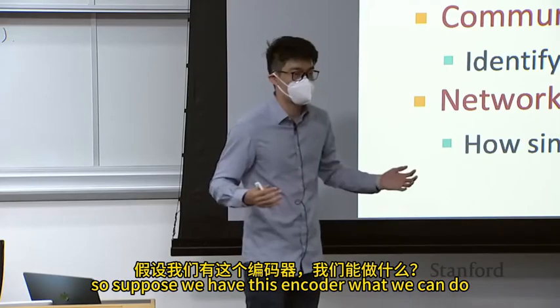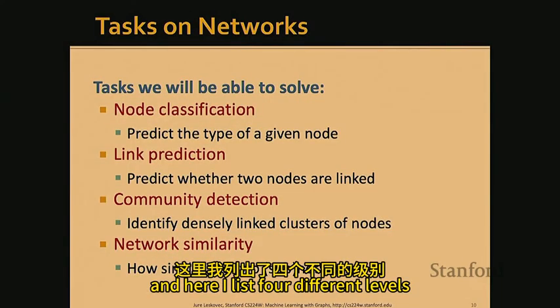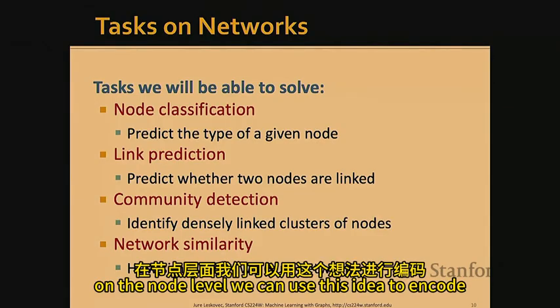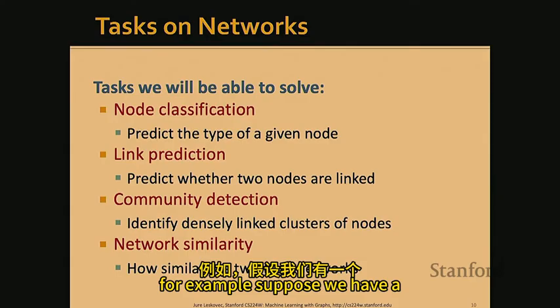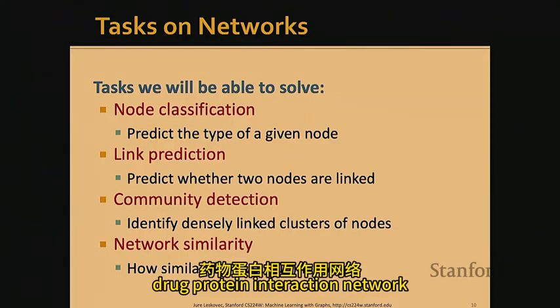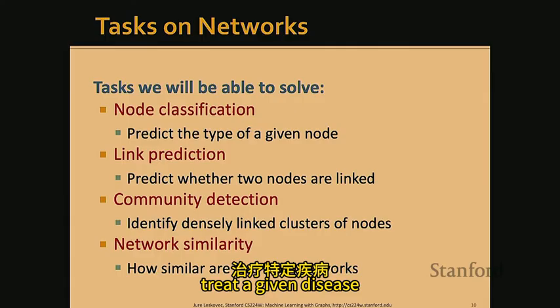Suppose we have this encoder, what can we do? Well, we can define many exciting tasks on graphs, and here I list 4 different levels. On the node level, we can use this idea to encode different nodes and do node classification. For example, suppose we have a drug-protein interaction network, and then we can predict whether this drug is toxic or not, or whether it can be used to treat a given disease.